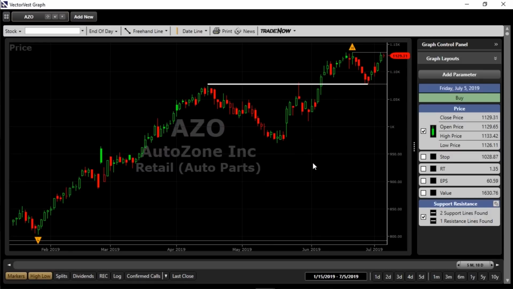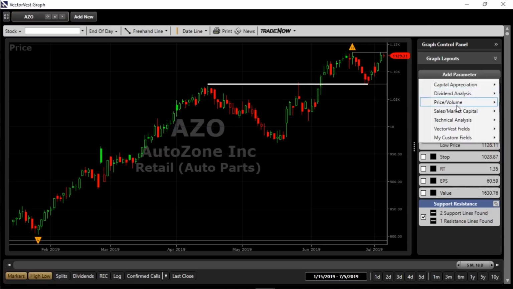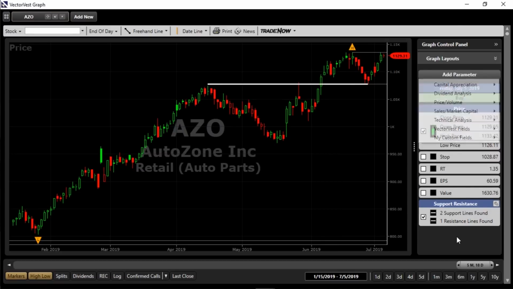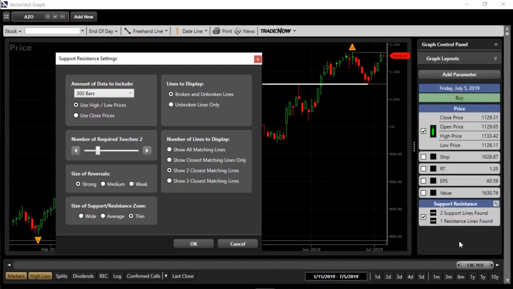So how do you use support and resistance in your trading? All I did here was I clicked on Add Parameter, went to Technical Analysis, and selected support and resistance, and I kept the default settings the same. If I right-click and go to Change Settings, here are the default settings that I'm using.